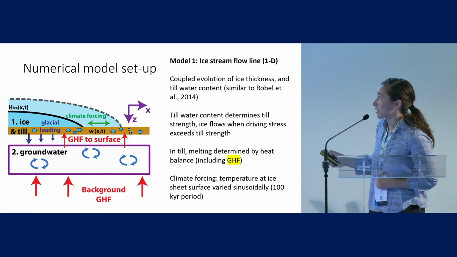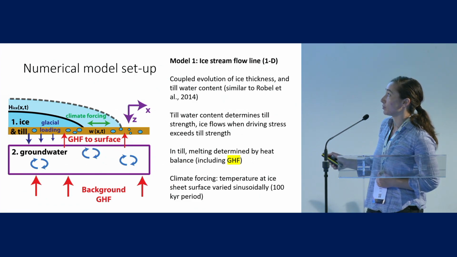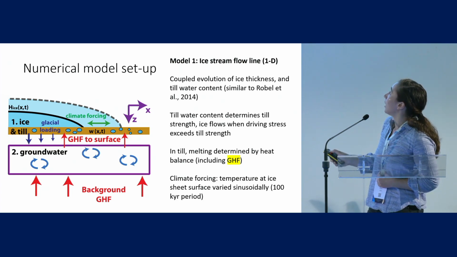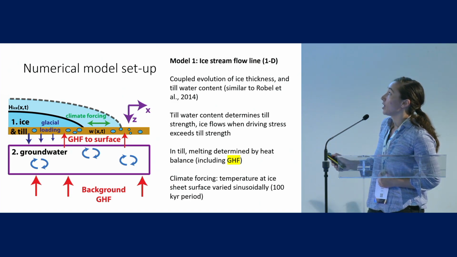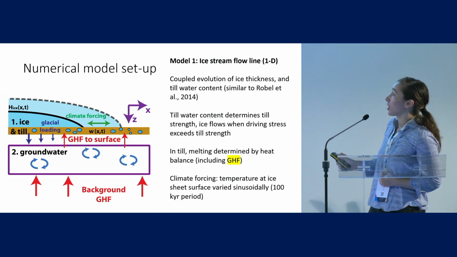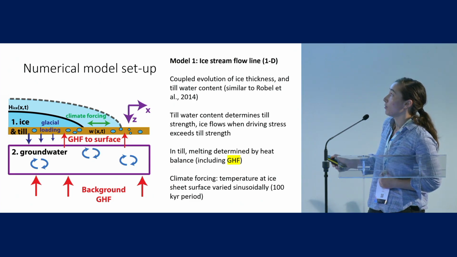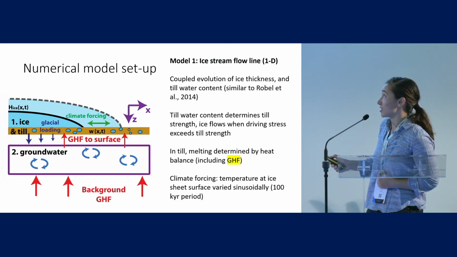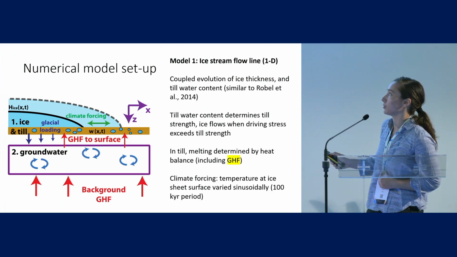Which brings us to the second part of the model, the 1D flow line. We're solving for the thickness of the ice sheet and the water content, using a model similar to that of Robel et al. 2014, in which if there's more water, the till is weaker and the ice flows more readily. The water content depends on the heat balance, which is sensitive to the heat flux from the bottom layer. Finally, there's a climate forcing that varies over hundreds of thousands of years, with a 100,000-year periodicity, forcing the ice back and forth.